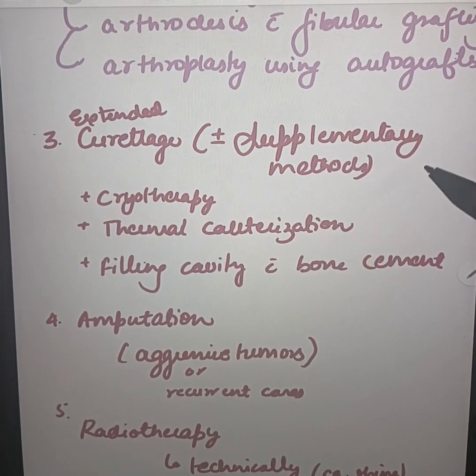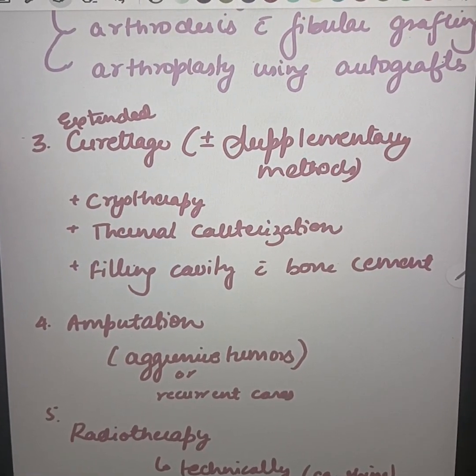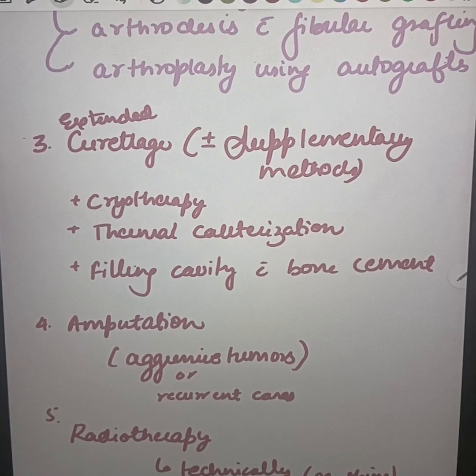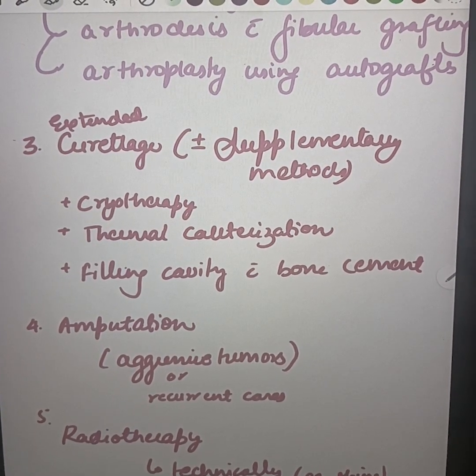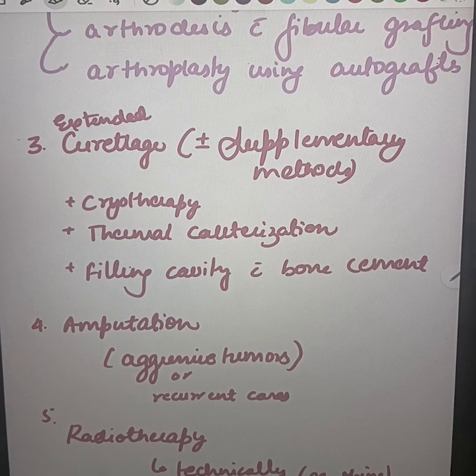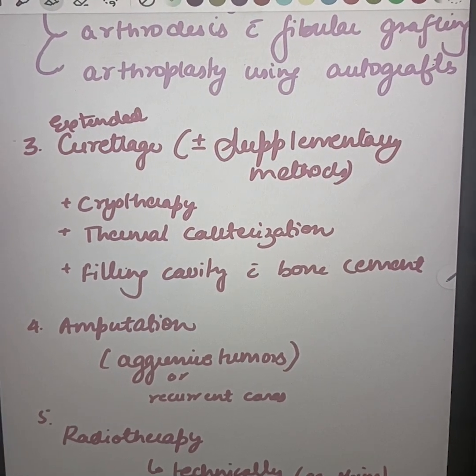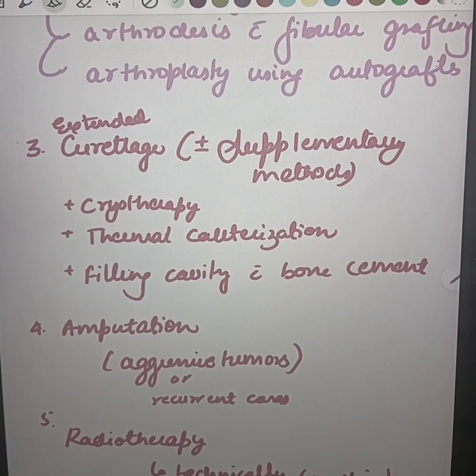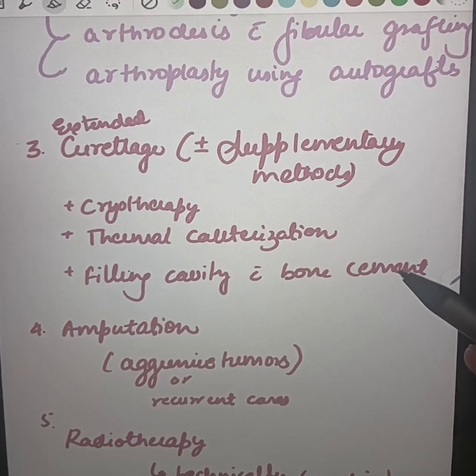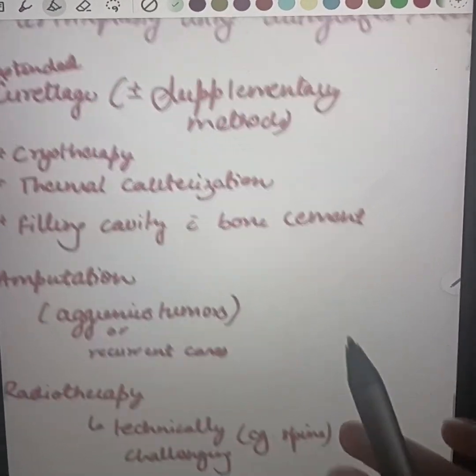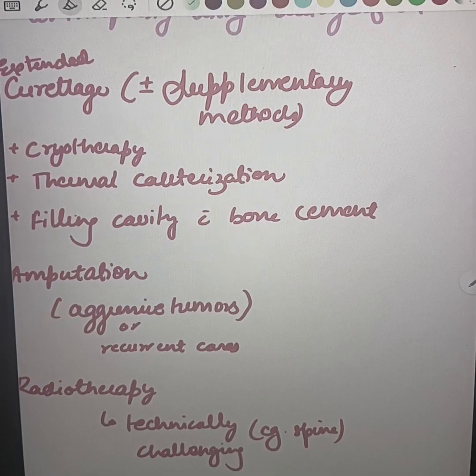Then there is extended curettage with some supplementary methods, because curettage alone will lead to high reoccurrence rate. So we will have to do extended curettage, where along with curettage, we can include cryotherapy, thermal cauterization, and filling the cavity with bone cement.